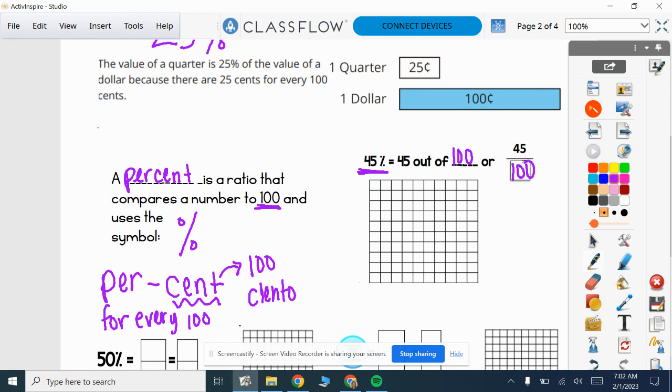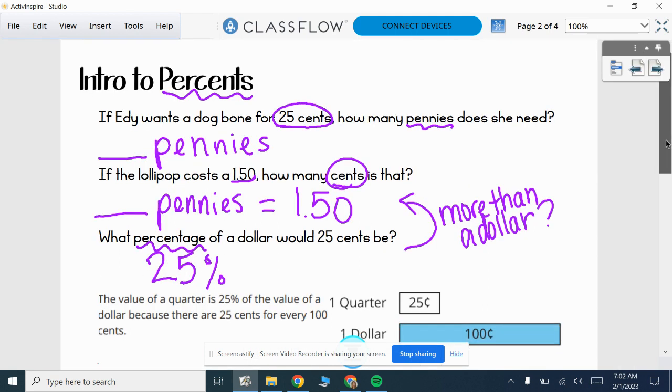And remember, if we have hundredths, we go to 2 spaces after the decimal, so 0.45. All right, and if I was to fill this in, this is a grid of 100. So I know that this row is 10, 20, 30, 40, 1, 2, 3, 4, 5. That is how you represent 45%.